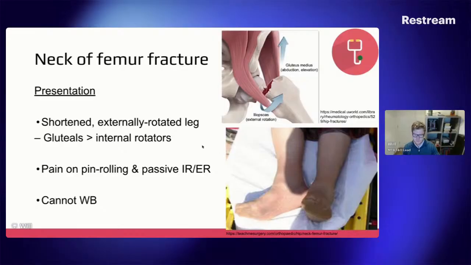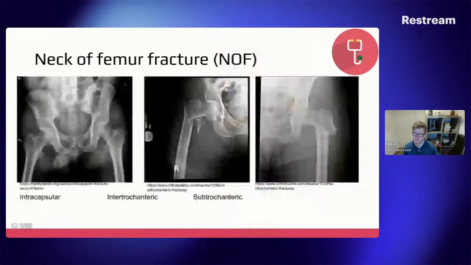Okay, so moving on. There are 3 main types of neck of femur fracture that we concern ourselves with. As we discussed before, it depends on their relation to the hip capsule.